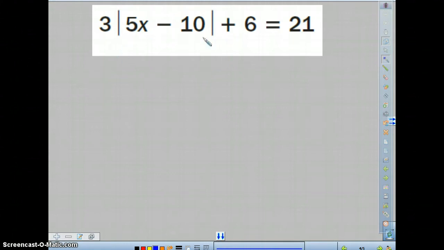The first thing I'm going to do here is look for like terms, and there aren't any like terms. This is a multiplication problem, so that's all being multiplied together, and I have this 6 right here. So I'm going to subtract 6 from both sides.